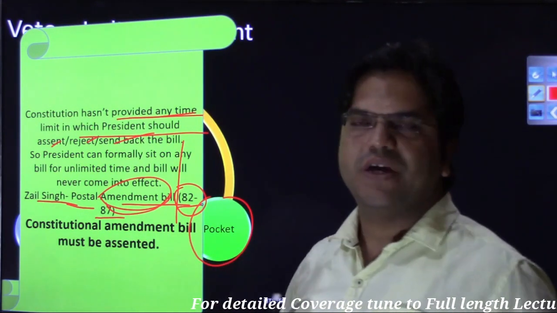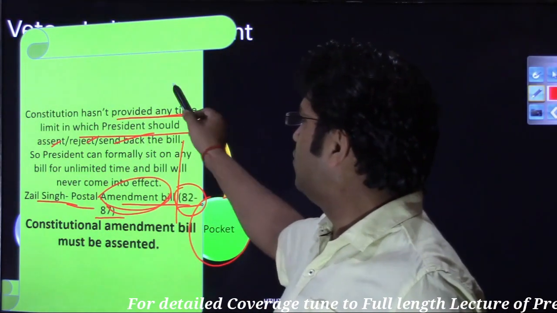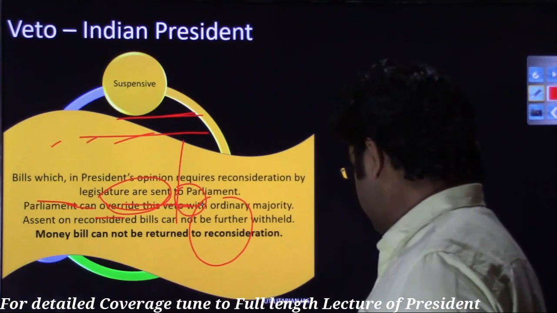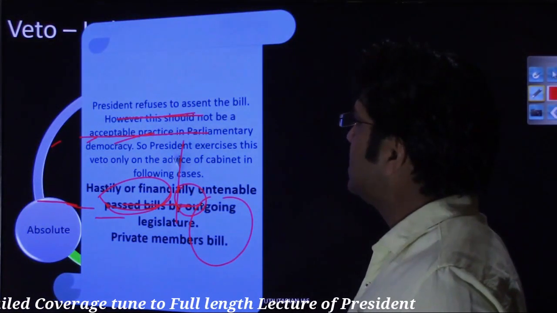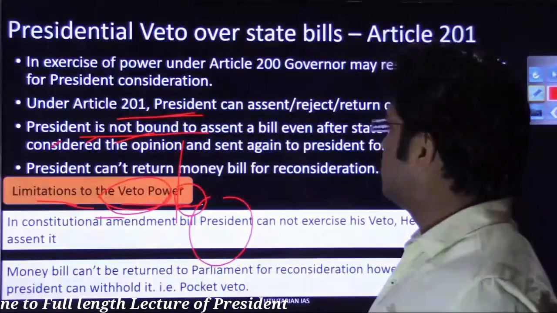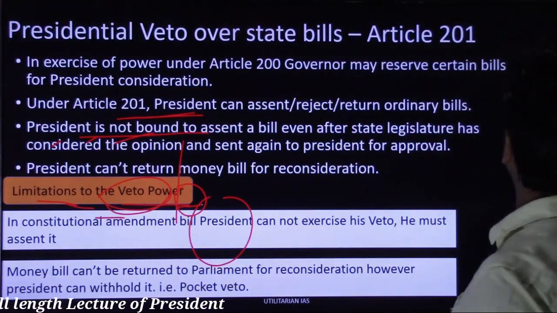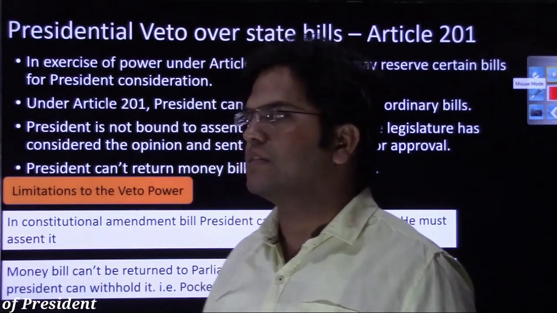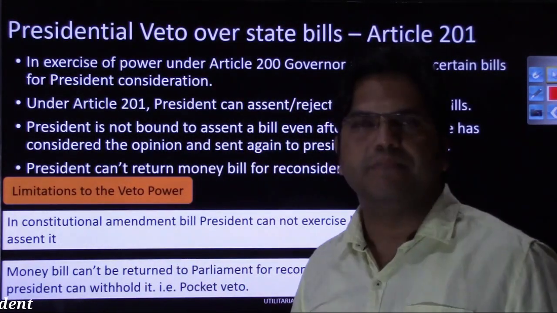So I hope you have understood the pocket veto, the suspensive veto, and the absolute veto as well. So this was about the veto power of the president that the Indian Constitution has, right? There are certain other presidential vetoes as well. So the president has veto power over state bills as well.